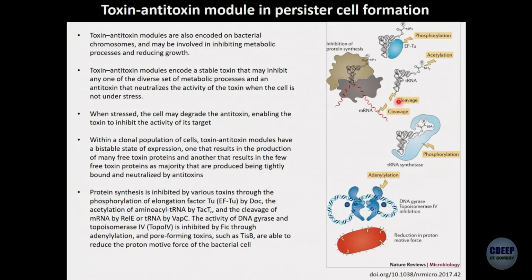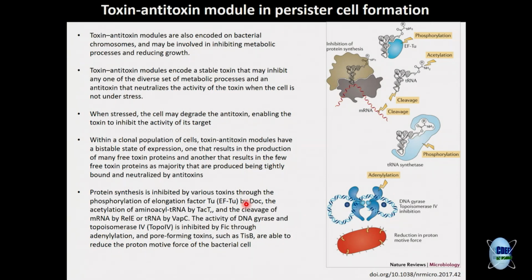This is the toxin-antitoxin module. Elongation factor Tu, how many people know it? Elongation factor Tu brings the tRNA to the aminoacyl site of the ribosome. There is a protein that phosphorylates elongation factor Tu: phosphorylation of EF-Tu by DOC. Again, don't try to remember any of this. Understand the concept, which is more important.